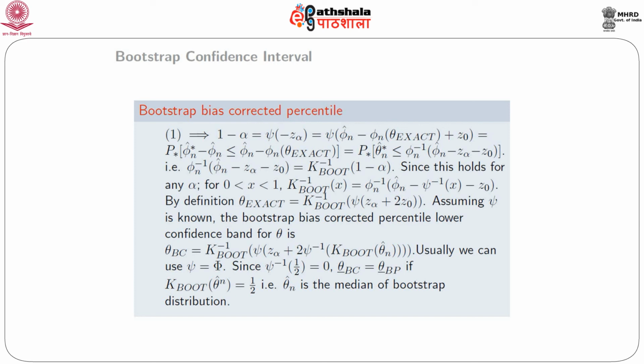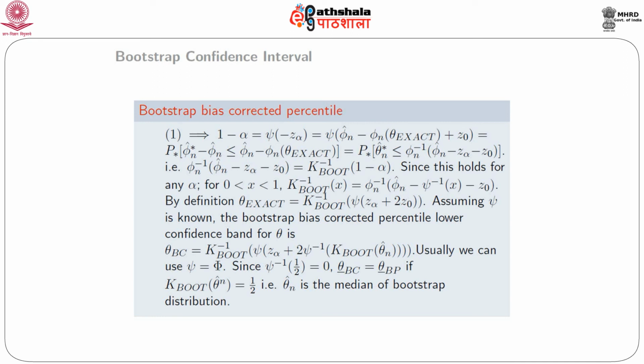So, the exact lower confidence bound θ under bar exact comes out to be K inverse boot ψ of ξ_α plus twice ξ naught. So, the lower bound comes out to be K_boot inverse ψ of z_α plus twice ψ inverse K_boot(θ_n hat). Usually, we can use ψ to be equal to capital Φ.